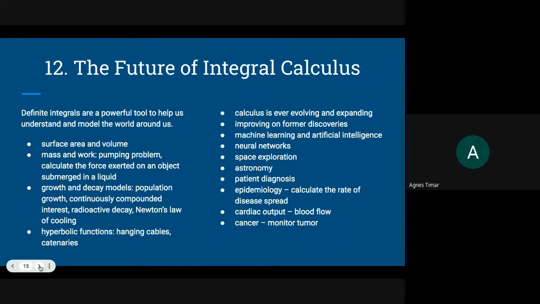However, the future of calculus is going to be more into machine learning, artificial intelligence, neural networks, as well as in healthcare. For example, patient diagnosis, epidemiology, calculating the rate of disease spread, or even in cardiology, blood flow, or cancer treatment, monitoring tumors. So again, integral calculus will improve on former discoveries, however, it's going to continue to evolve and expand. Next.